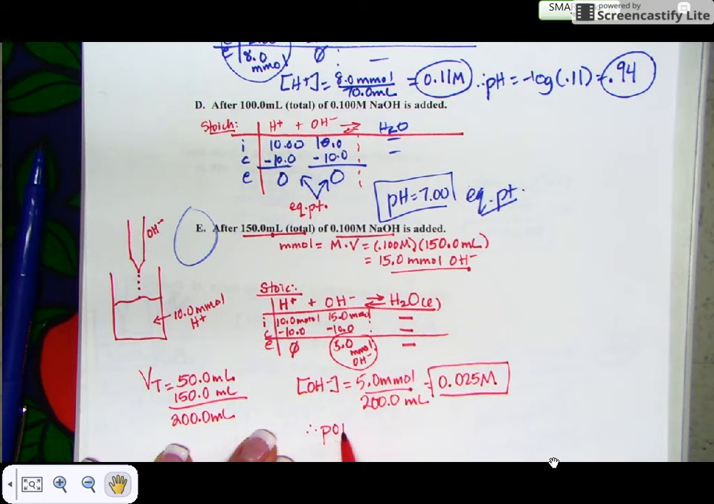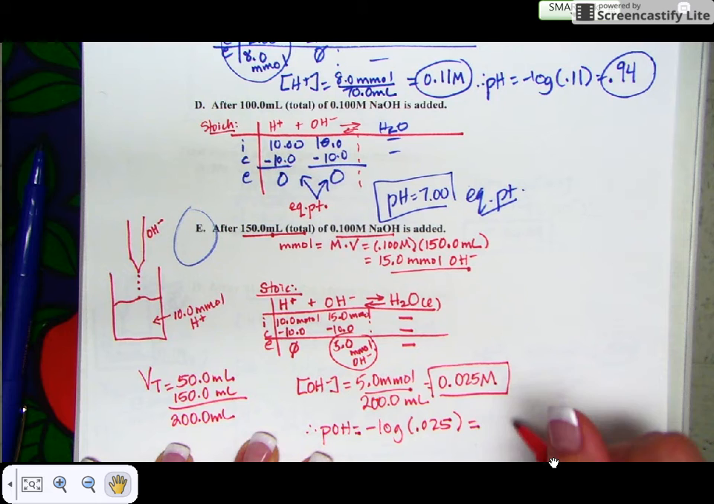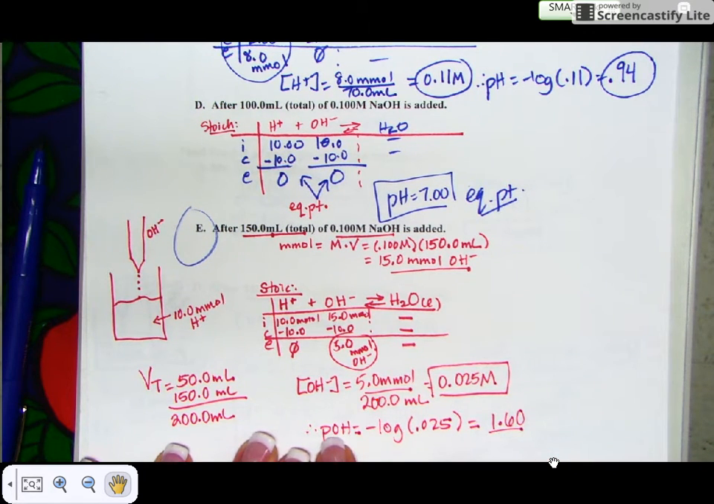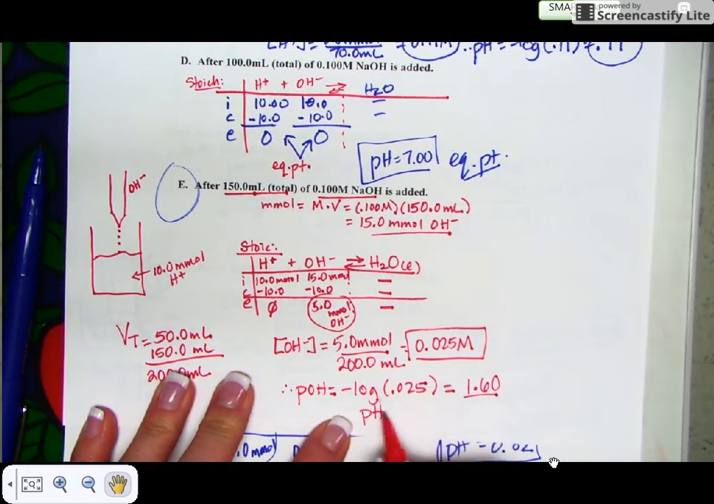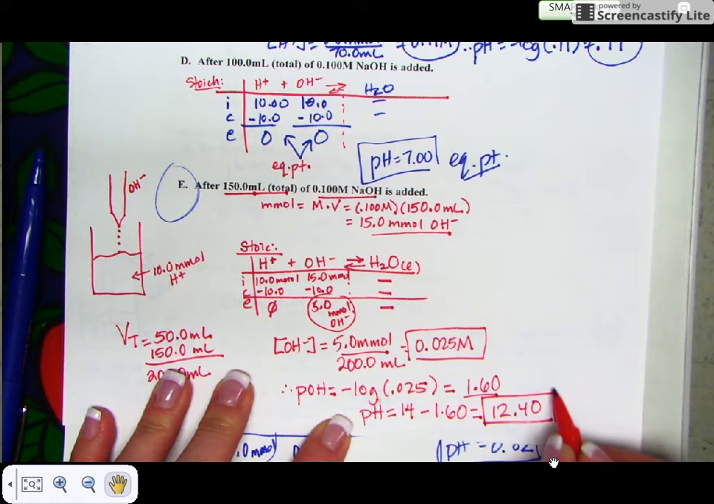So the pOH is what we're solving for here, the negative log of 0.025. When you take the negative log of 0.025, you get 1.60 for the pOH. Always be aware of what you're solving for. That means the pH is 14 minus 1.60, which is 12.40, and that would be your final answer on this part E.